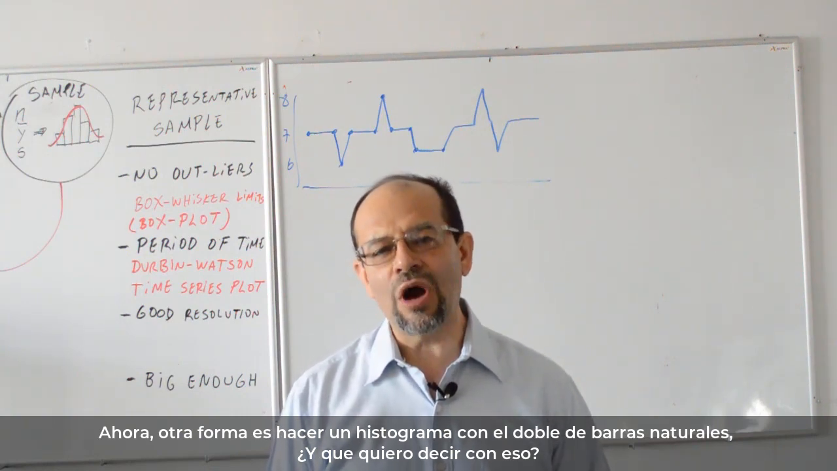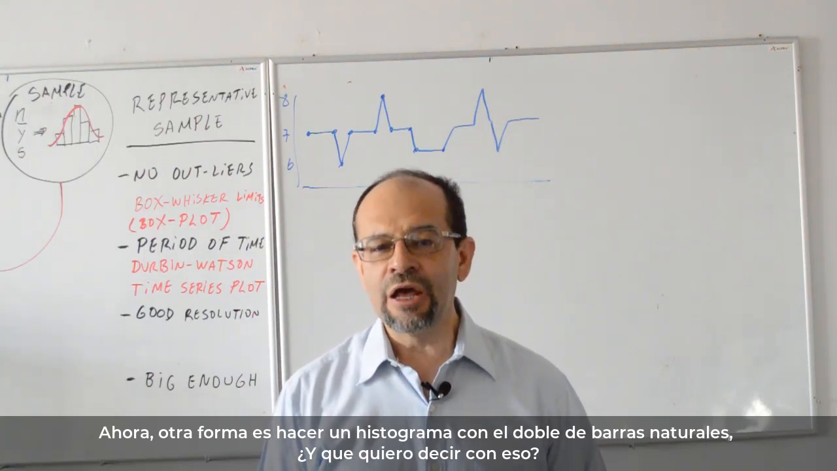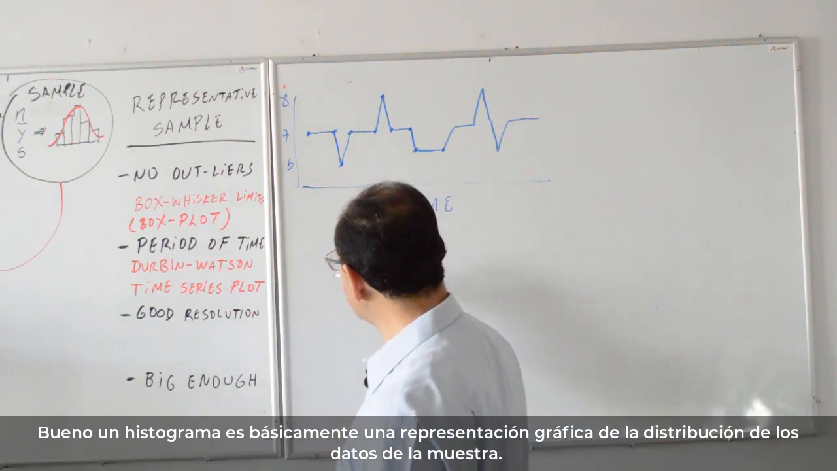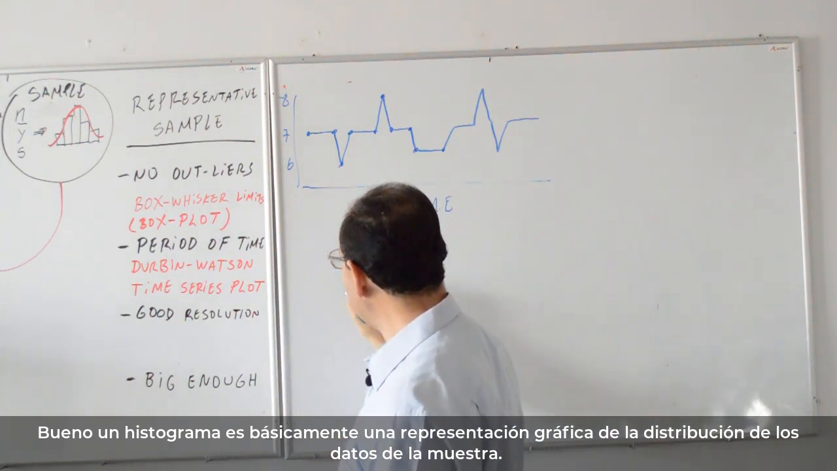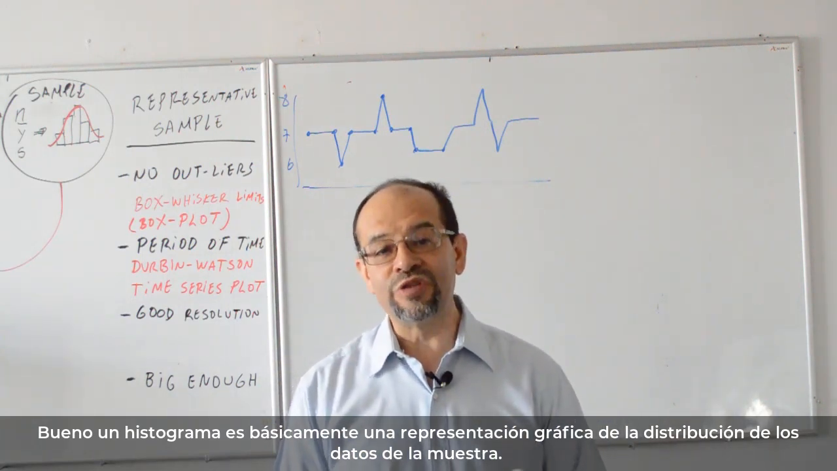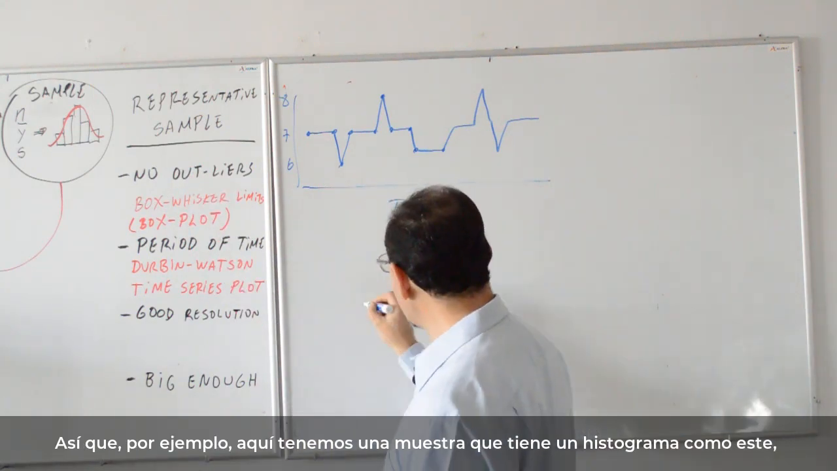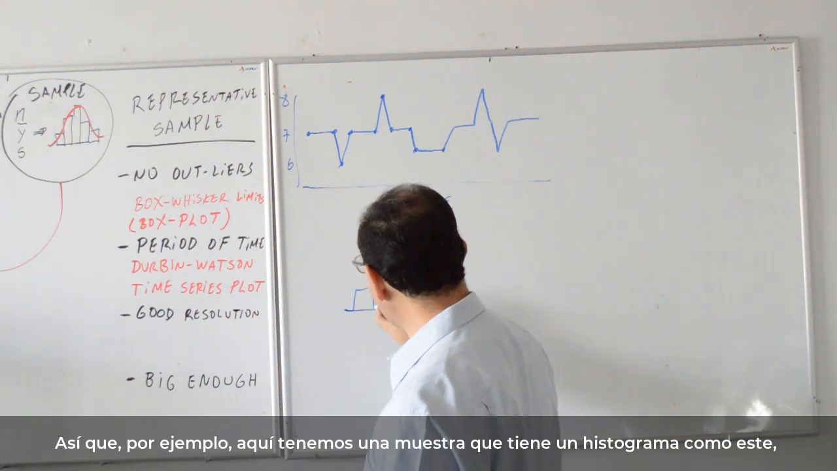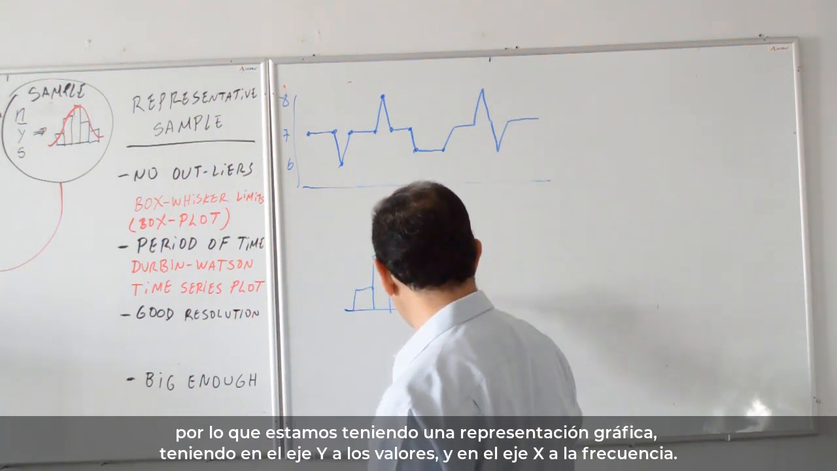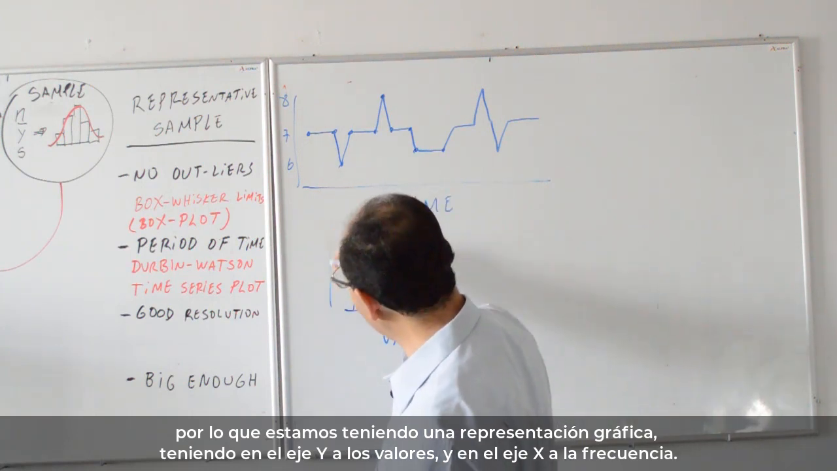Now, another way is to do a histogram with double the number of natural bars. And what do I mean with that? A histogram is a graphical representation of the distribution of the data of the sample. So, for instance, we have a sample that has a histogram like this one. Here we have the values, and we have the frequency.